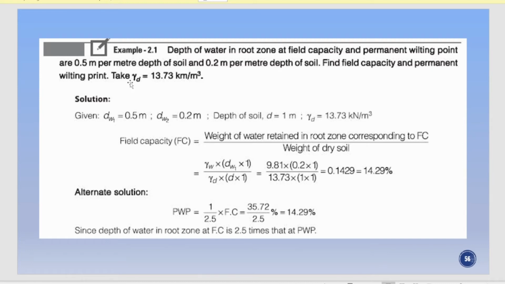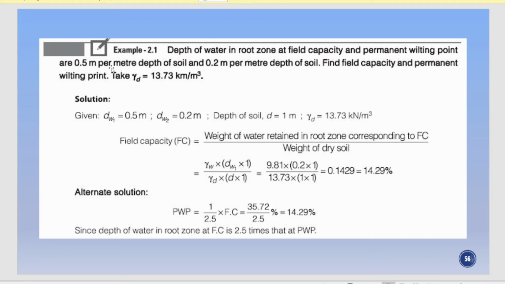And gamma D, which is the specific weight of dry soil, is 13.73 kilonewton per meter cube. It is misspelled as kilometer per meter cube, but it is actually kilonewton per meter cube. Okay, so for the depth of water available in the root zone, let us assume 1 meter depth of soil is there. If the water is 0.5 meter, the water is at field capacity. If the water is at 0.2 meter, it is at permanent wilting point.